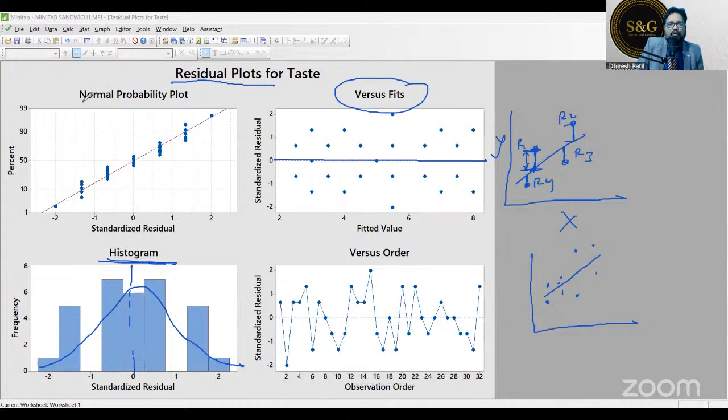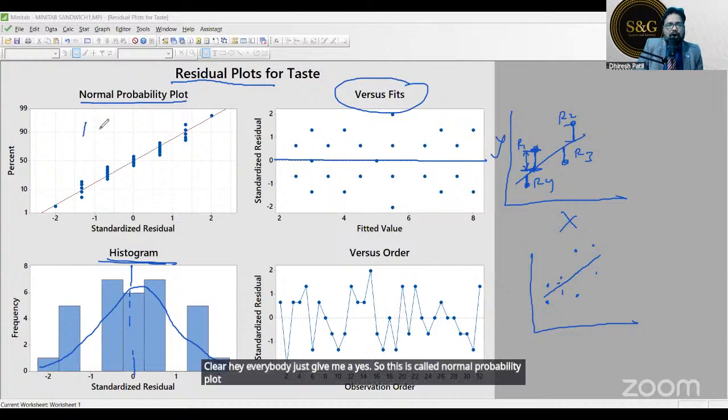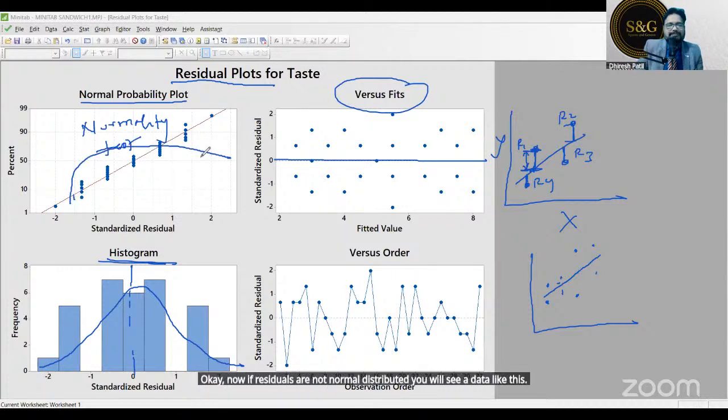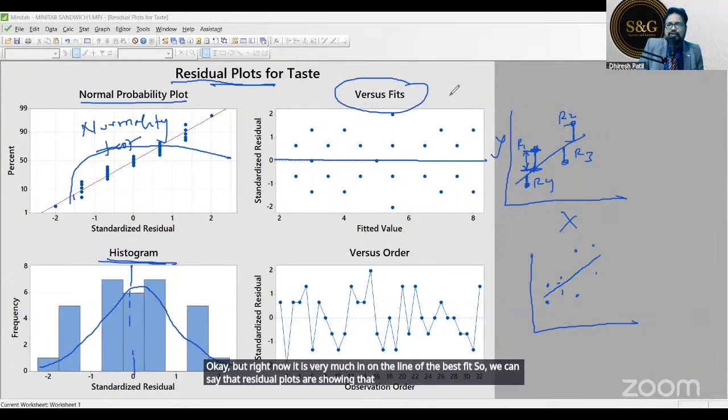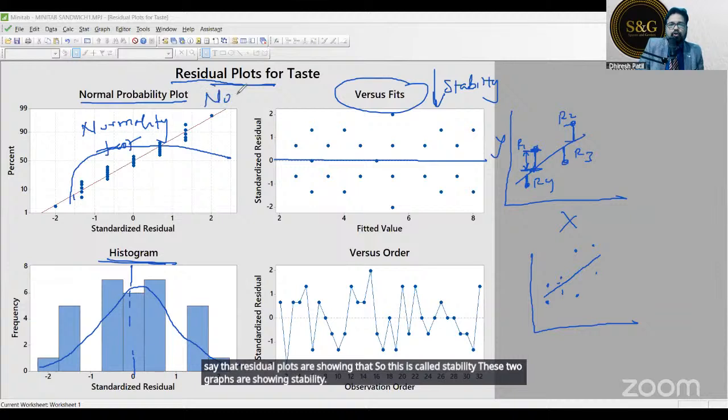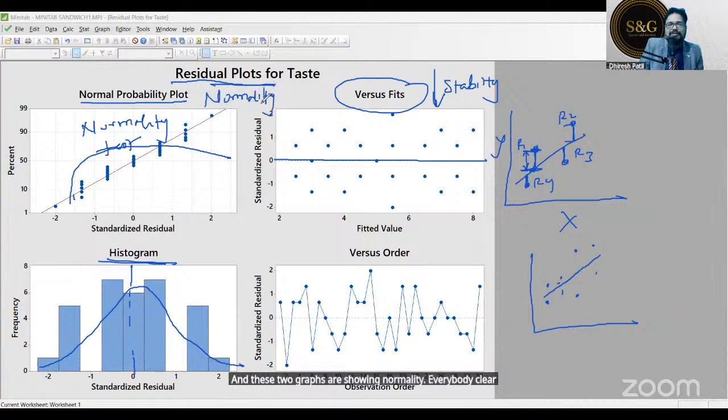So this is called normal probability plot or simply normality test. If residuals are not normally distributed, you will see data like this. But right now it is very much on the line of best fit. So we can say that residual plots are showing that. So this is called stability. These two graphs are showing stability and these two graphs are showing normality. Everybody clear with this? Just type yes in the chat box.